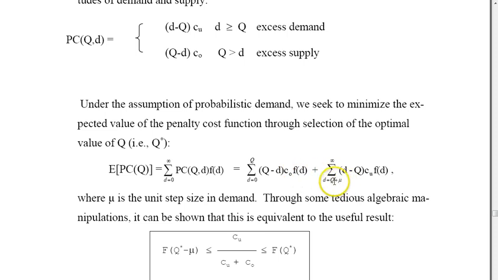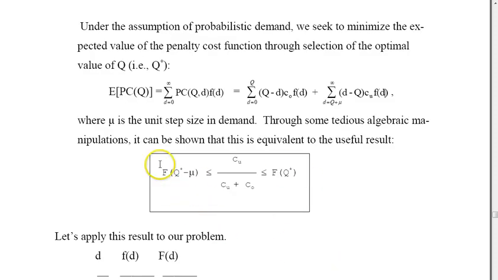This should be D equal Q plus 1 to infinity. We can use integrals to deal with the continuous case, which we're not dealing with here. So in this case, I have the excess demand, and that's going to be D minus Q, my extra demand, times the understocking cost times the probability of having D units demanded. And so I add all of these together and do some tedious manipulations.